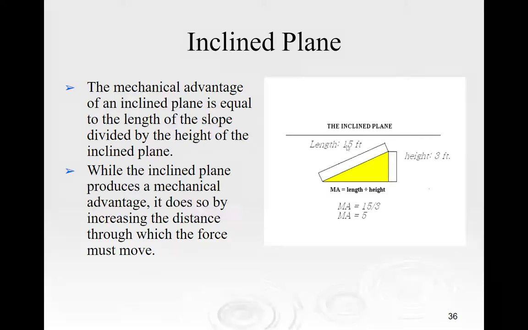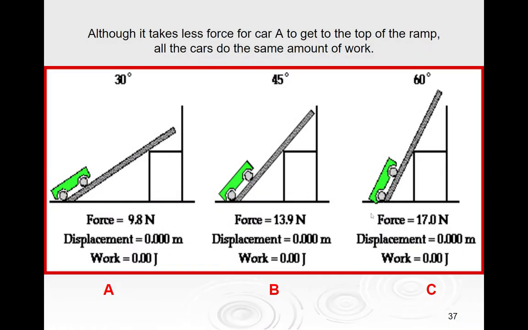So our length is 15, our height is 3. Mechanical advantage, length of 15 over 3. 15 divided by 3 is 5. That is our mechanical advantage.